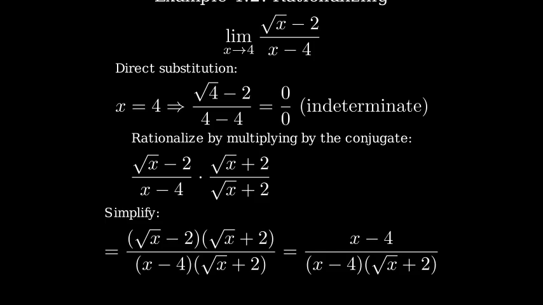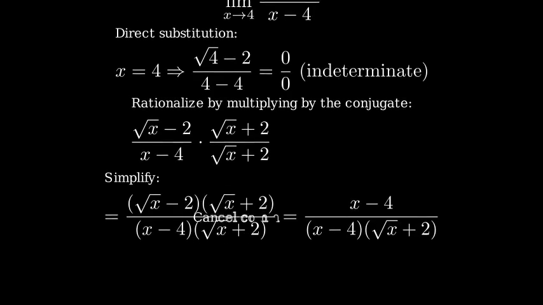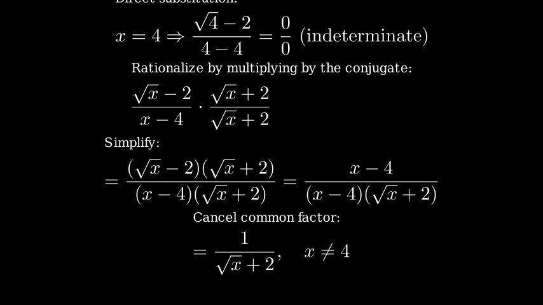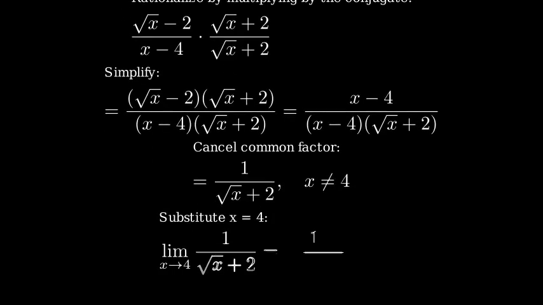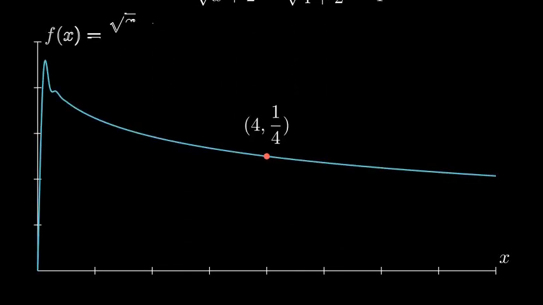The numerator simplifies to x minus 4, which cancels with the denominator, leaving us with 1 over square root of x plus 2. Now, we can substitute x equals 4. The limit equals 1 over the quantity square root of 4 plus 2, which is 1 over 4, or 1/4.